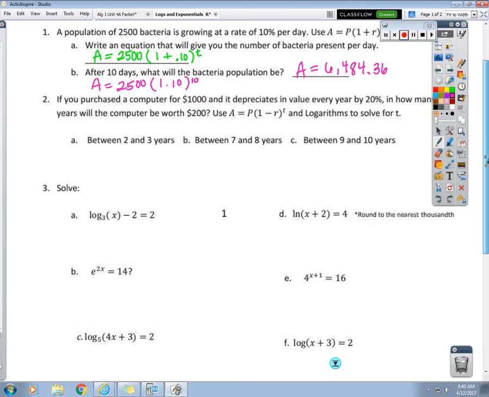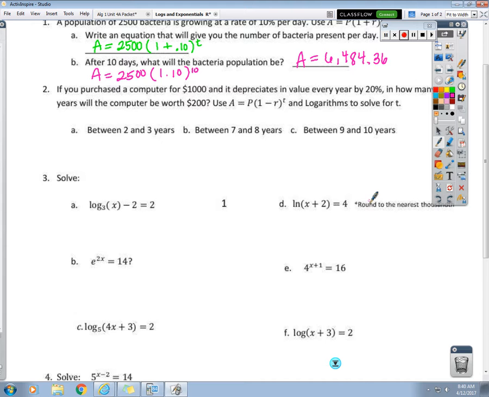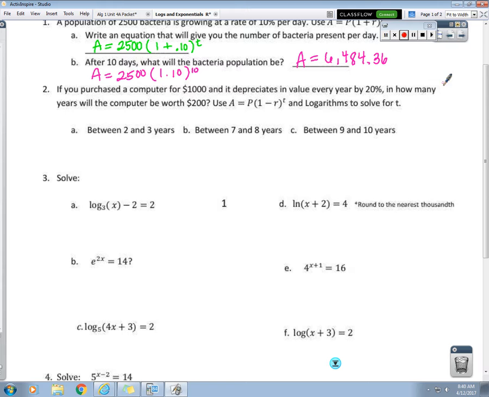Okay, number 2. If you purchased a computer for $1,000 and it depreciates in value every year by 20%, in how many years will the computer be worth $200? Use the equation A equals P times (1 minus r) to the T power and logarithms to solve for T.